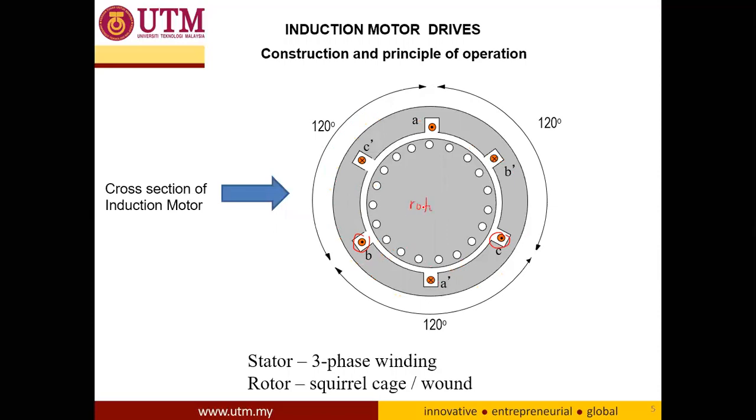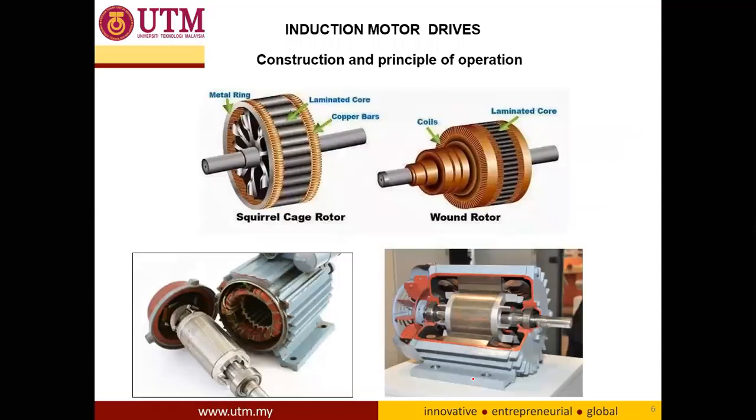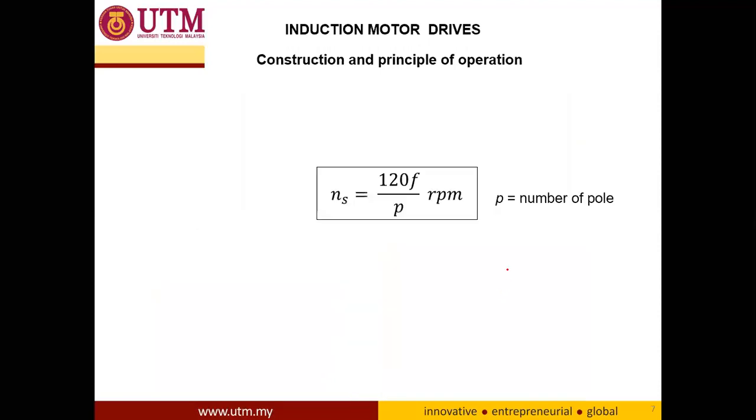And for the rotor, we have two types of structure. The first one we call squirrel cage, and the second one is wound rotor. This is the graphic representation of the squirrel cage rotor and its real-world physical rotor. So this is the rotor, and this is the stator, and this is the wound rotor. This is the graphic representation, and this is the actual wound rotor.